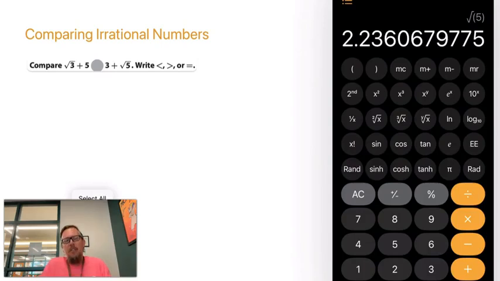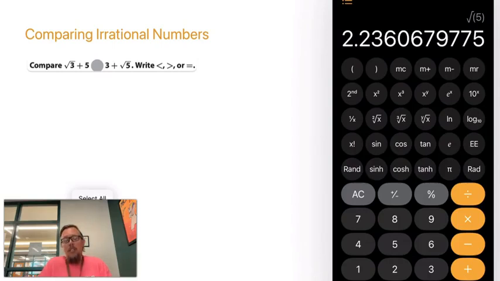It's really difficult to compare these without turning them into decimals. I know the square root of 5 is bigger than the square root of 3, but how much bigger is it? Is it enough to make up the difference between the plus 5 on the left side and the plus 3 on the right side? Is the difference between the square root of 3 and the square root of 5 that much? It's hard to know without converting them into decimals.